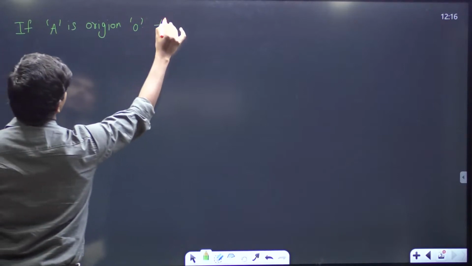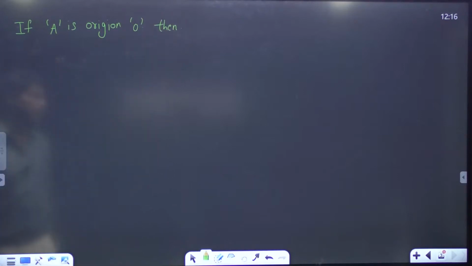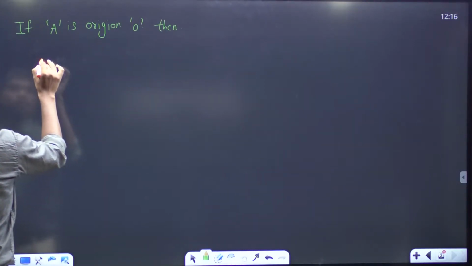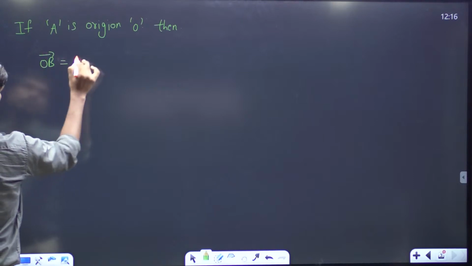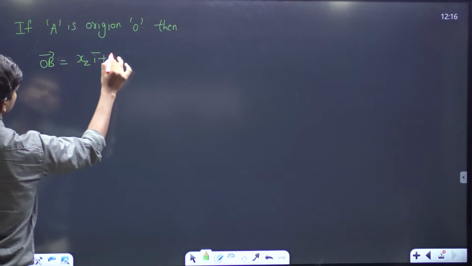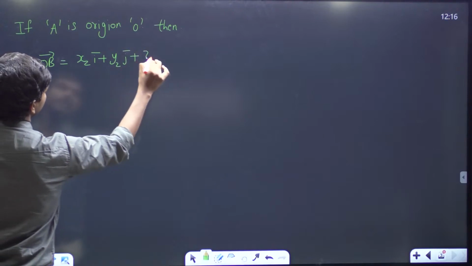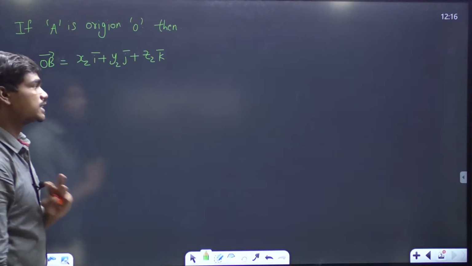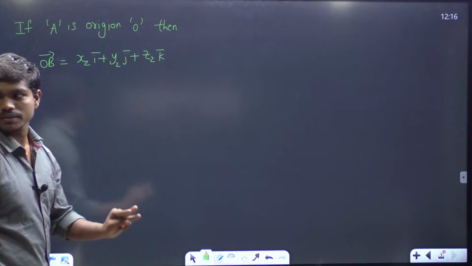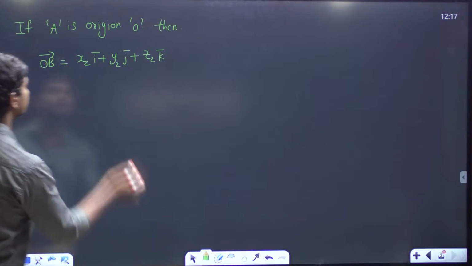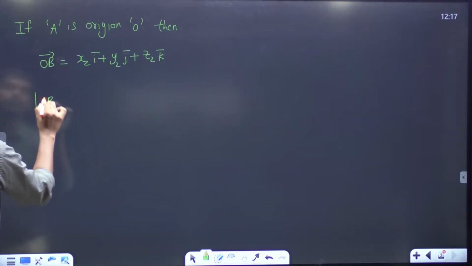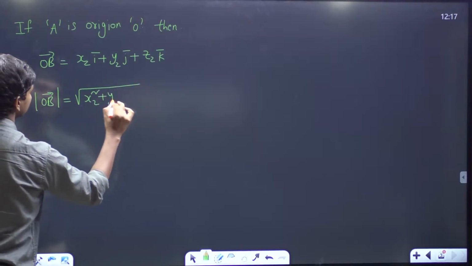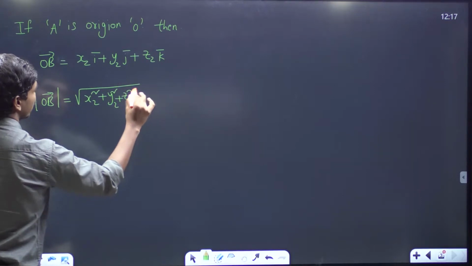O, then if A is the origin O, then OB bar is equal to x2 i bar plus y2 j bar plus z2 k bar, because in x2 minus x1, if you put x1 equal to 0, x2 is what remains. So x2 i bar plus y2 j bar plus z2 k bar is what you will get here. And the magnitude of OB is equal to root of x2 square plus y2 square plus z2 square. So we already have this.